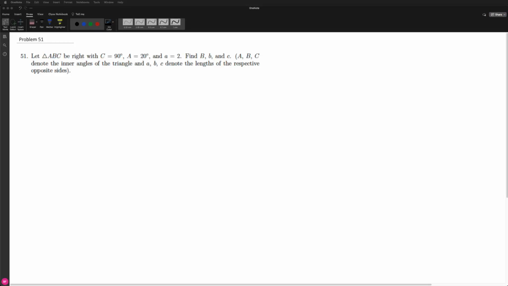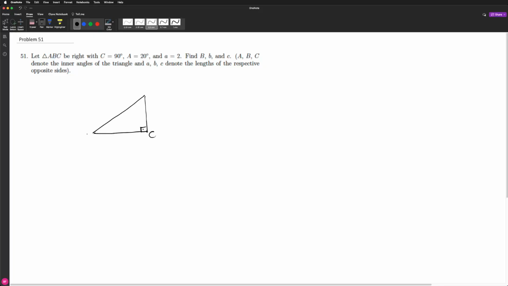This problem is completing a right triangle. By completing a right triangle, we mean if we're given a right triangle and we're given some information about some of the angles. Right triangle means one of the angles is 90 degrees or pi over 2 radians. And according to the question, that corner is denoted by C. Can we figure out the remaining sides and angles?